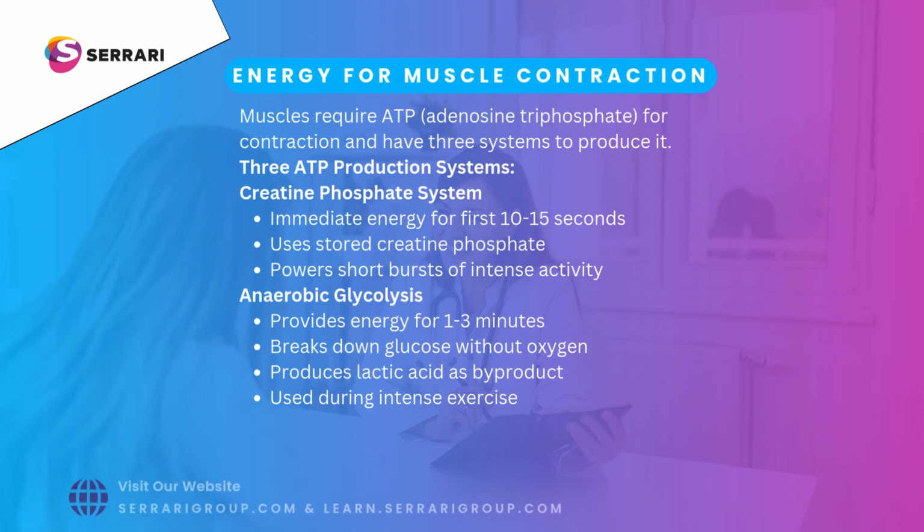Energy for muscle contraction. Muscles require ATP, adenosine triphosphate, for contraction and have three systems to produce it. Three ATP production systems. Creatine phosphate system: immediate energy for the first 10 to 15 seconds. Uses stored creatine phosphate. Powers short bursts of intense activity.